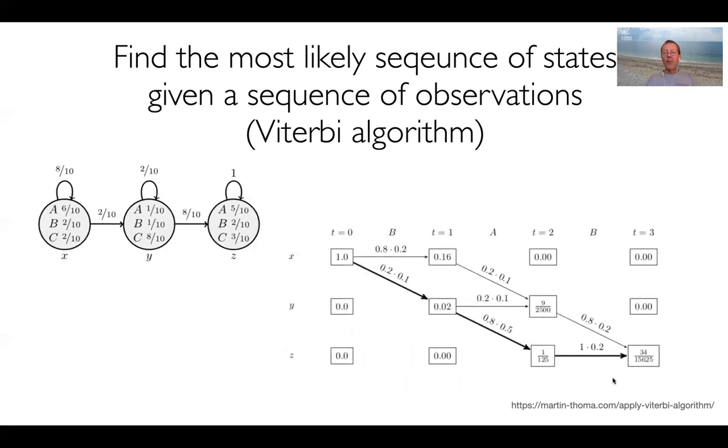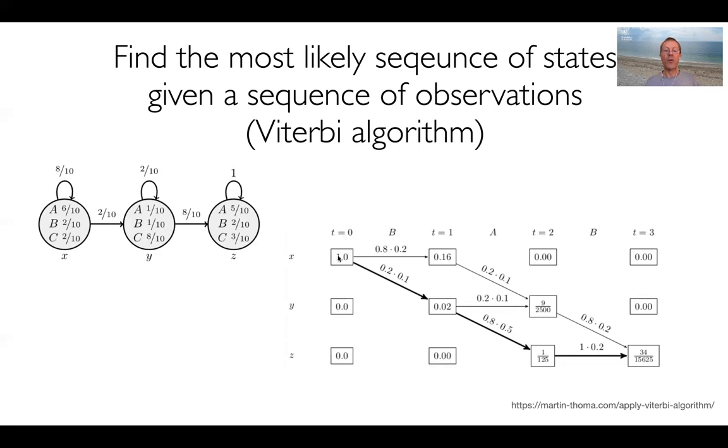And we can work this out using this little diagram here. So here we have the 3 states, X, Y, and Z. Here we have the first step, second step, third step. You can see this as a time series if you want. And in the boxes here, you have the probability at the first step to be in either of the 3 states, and the probability after 1 step to be in the 3 states, after 2 steps, and after 3 steps.